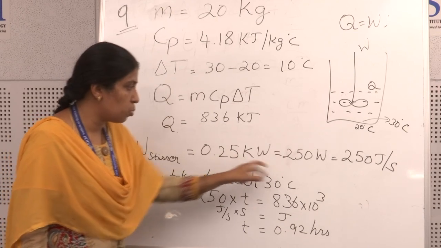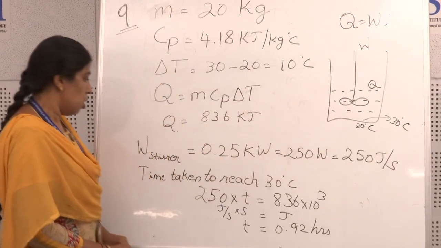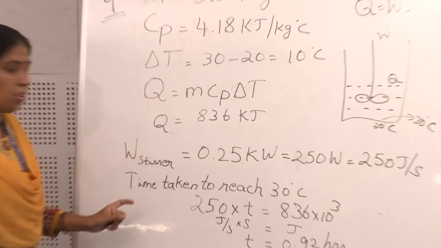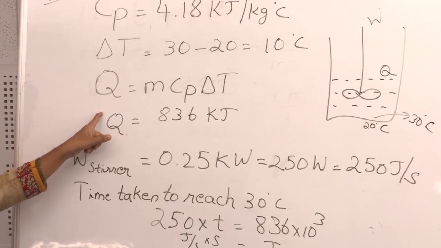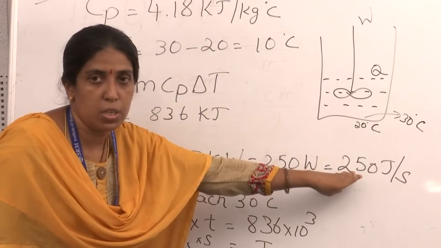So 0.25 corresponds to 250 and watts corresponds to joules per second. So now let us balance the units. We are about to equate Q and W. Q unit is in kilojoule and W unit is in joules per second.